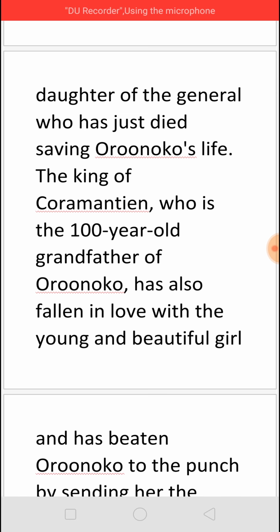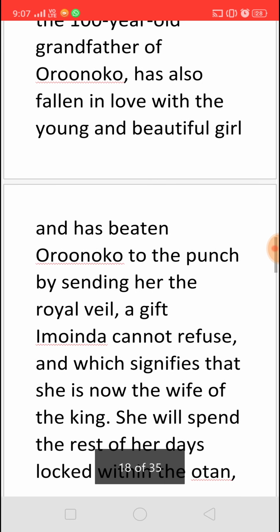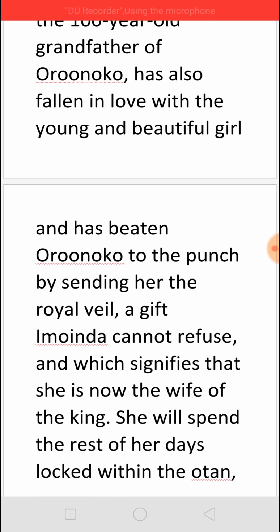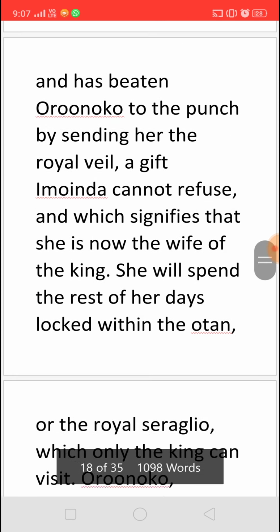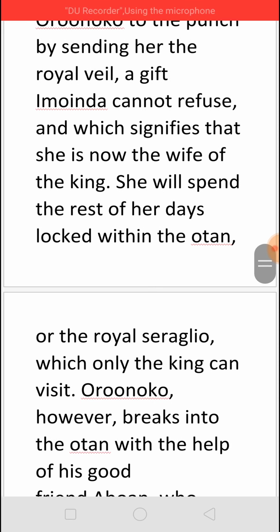And so, in order to make Imanada his wife, he sends her a royal veil. And it is one custom in that place that when the king sends a royal veil, no one should refuse it. At the same time, when you accept it, it means you have agreed to become his wife. And once you become his wife, you will be locked within the otan. That is, it is called a royal circle, where only the king can come and visit you. So Imanada is caught in that way.